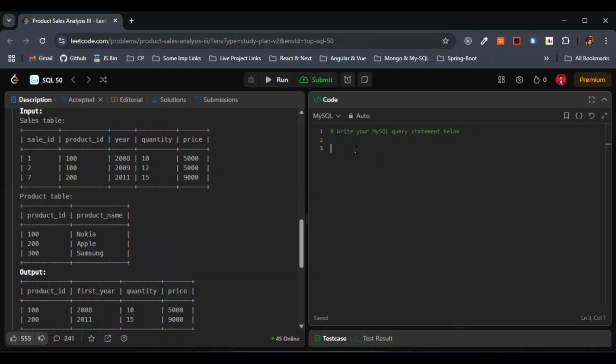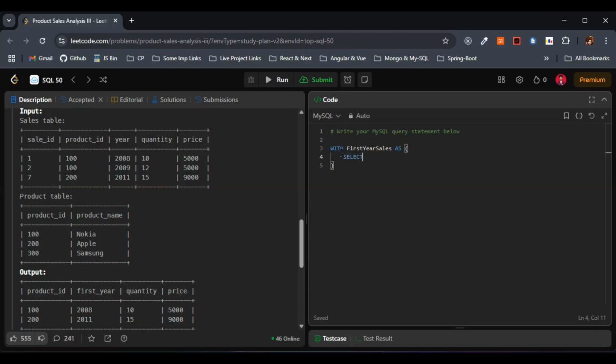So now let's start writing the query. Here, what was the first step that we discussed? Basically, we have to find the first year each product was sold, right? I'll start with a keyword here. I'll just give first year sales as the name in this case. So what is the step here? The first step is to find the first year each product was sold.